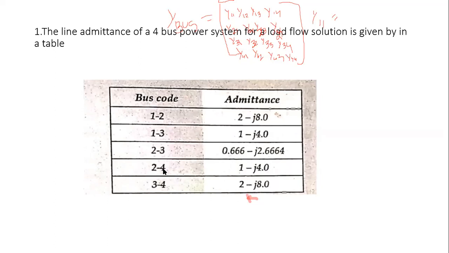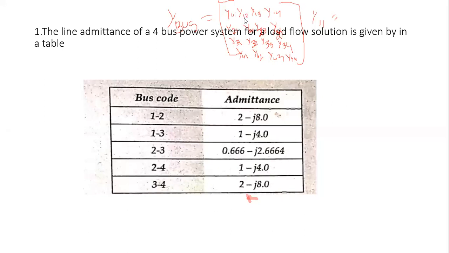Next, we calculate Y44, which involves the lines 2 to 4 and 3 to 4: 1 minus j40 plus 2 minus j80 plus 2 minus j80. These are the diagonal elements Y11, Y22, Y33, Y44.